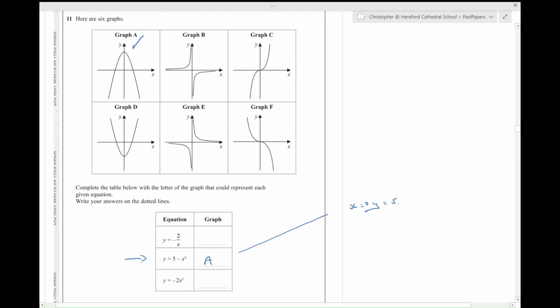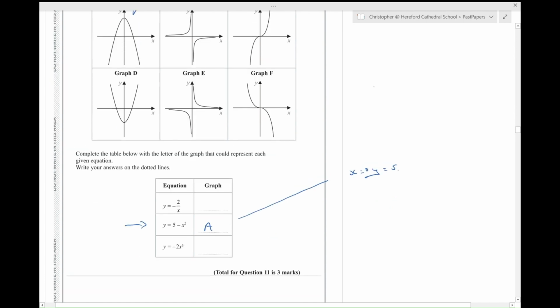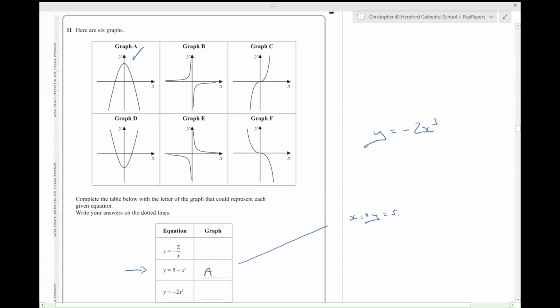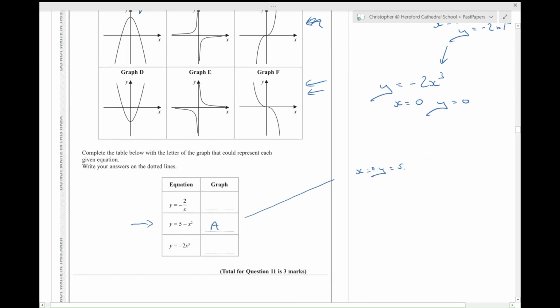Good. Right, let's have a look at the third one here. Y equals minus 2x cubed. Right, well I know that when x is 0, y is 0. So it has to have the point 0, 0 on it. So it's either f or c. Okay, now let's have a look at this one here. If x is positive, let's say that x is 1, then y would be minus 2 times 1 cubed. So y would be negative, wouldn't it? So if x is positive, y must be negative. So it must be graph f and not graph c.